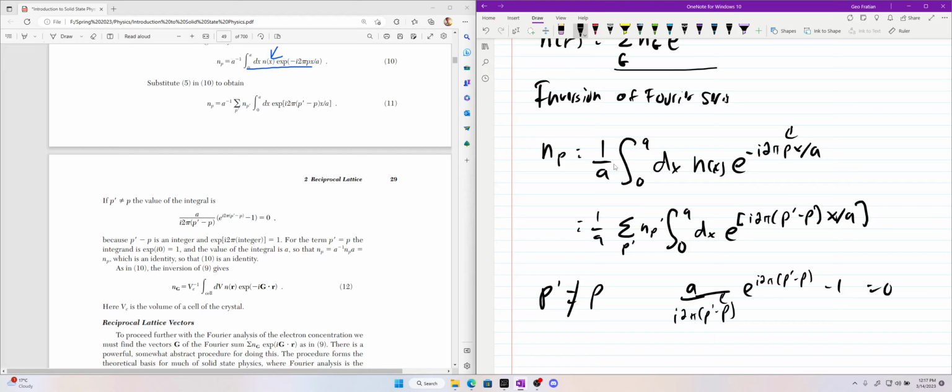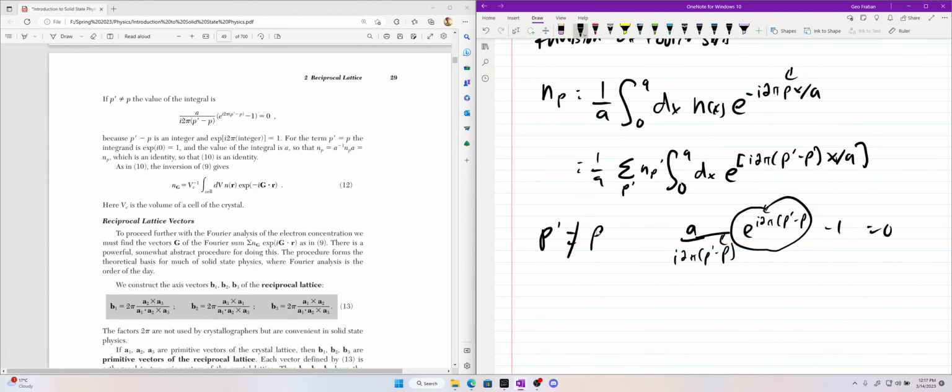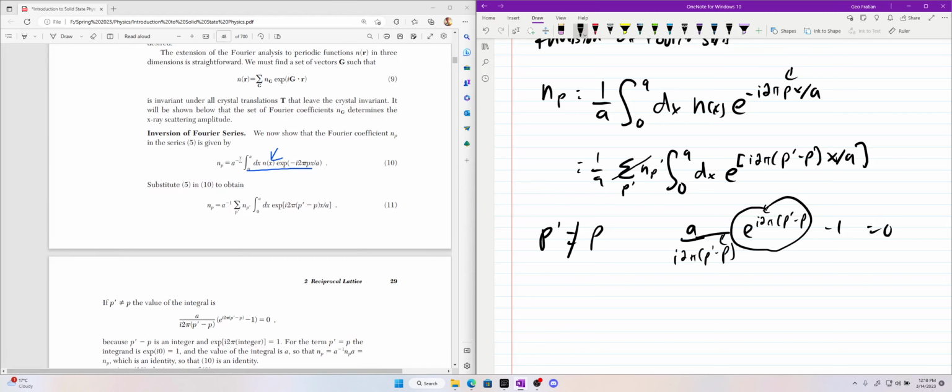Which has to be 0 because we're getting a value of e to the i 2 pi or 4 pi or 6 pi or 8 pi. Anything like that is always going to give you a 1 for this value right here, and that minus 1 is 0. So then we basically require P prime to be P, so we get rid of the infinite sum over here. So that tells us that P prime has to be P.